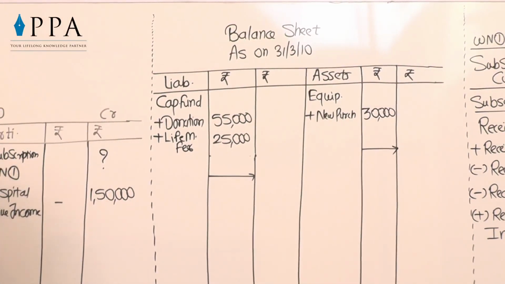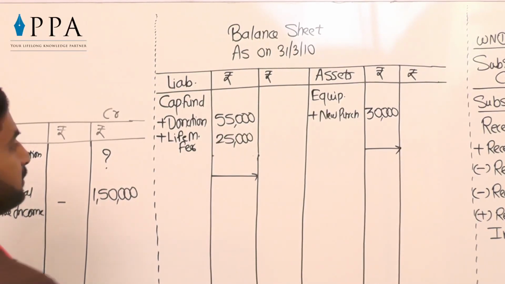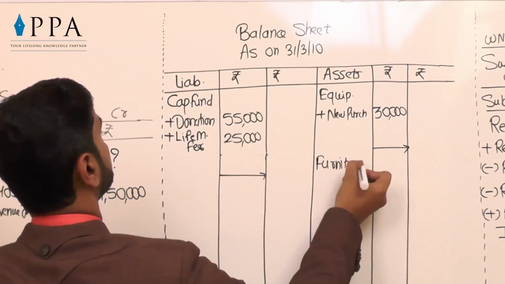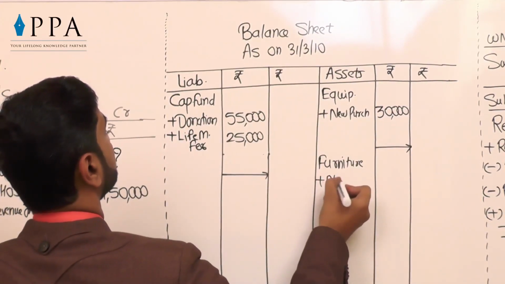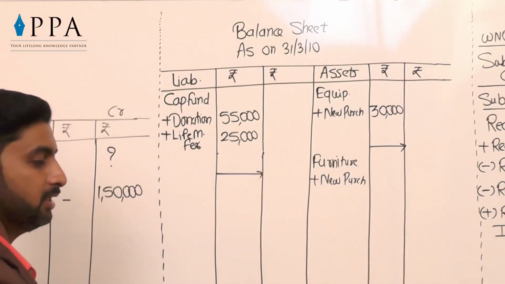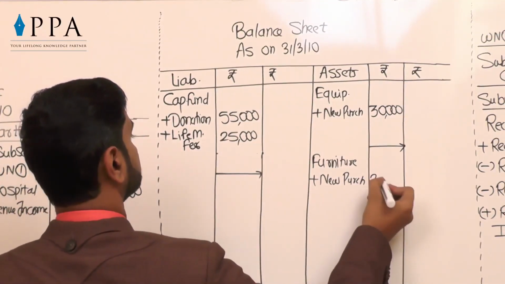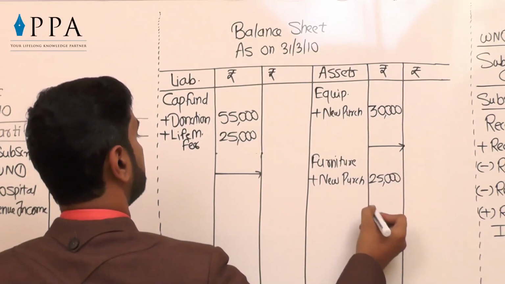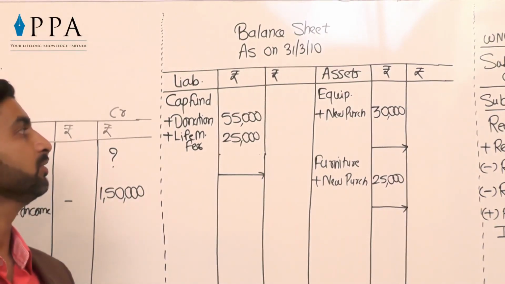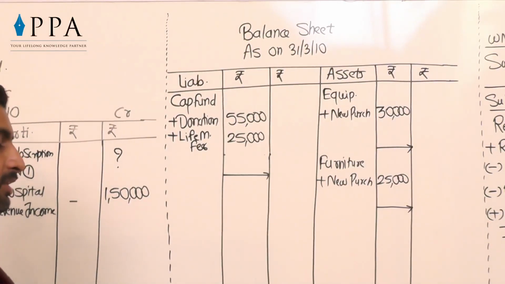Next is furniture purchase, again the same asset purchase. So I will record it here in the asset side. Furniture opening balance I don't know. Right now add new purchase. So furniture newly purchased is 25,000. Maybe some depreciation adjustment will be there. So equipment added in equipment, furniture in furniture.